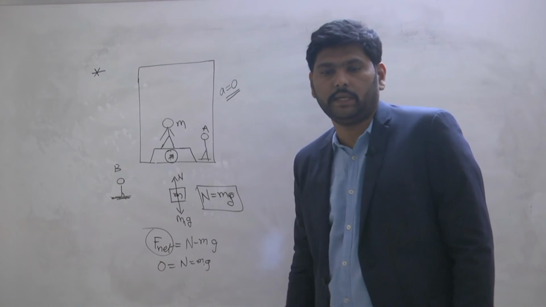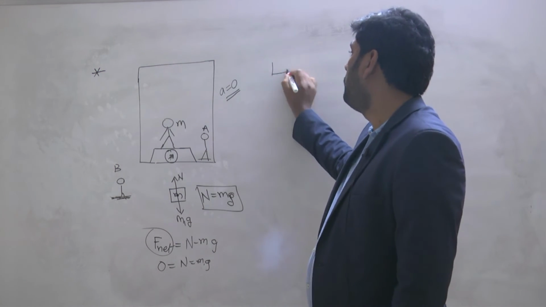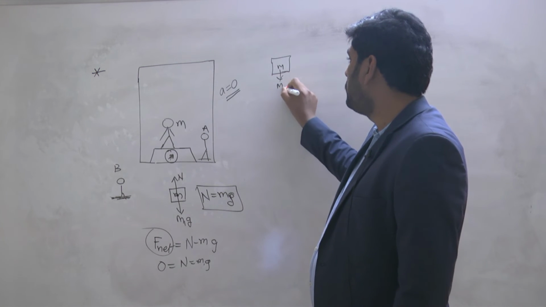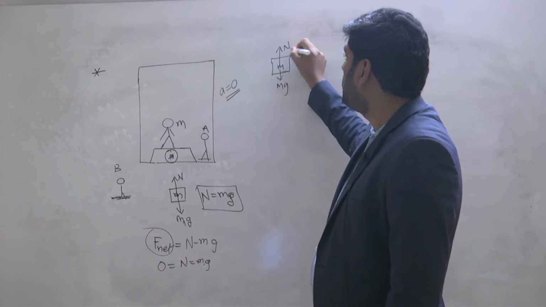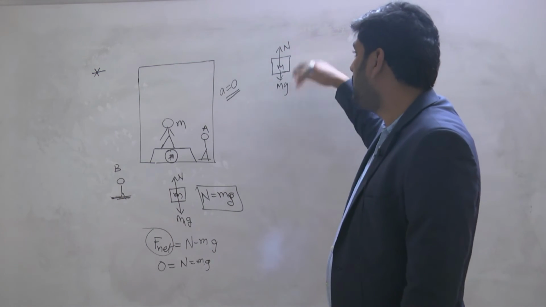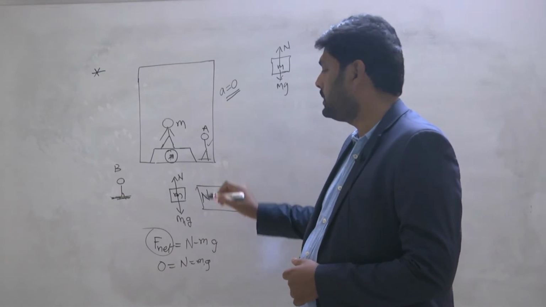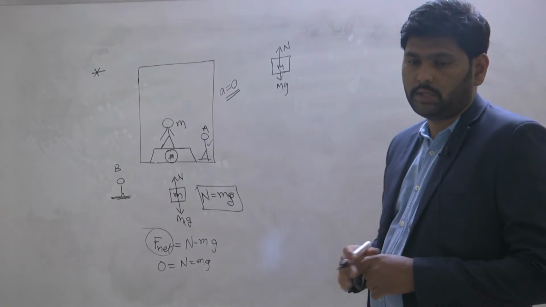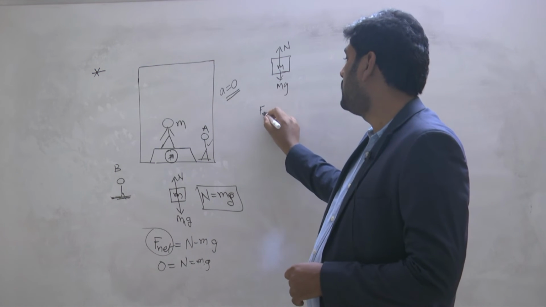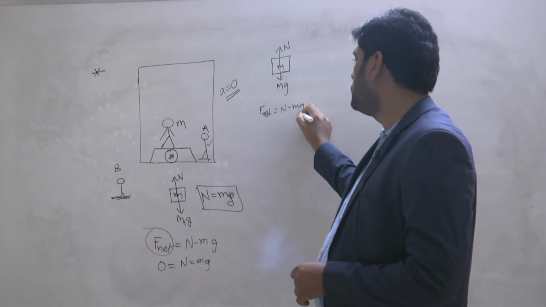With respect to person A, let's take the same situation. So this is a man again, with mass m. mg will act in the downward direction. Normal reaction acts in the upward direction. N and mg are acting in opposite directions. There is no other force. Even when you are observing from person A, only two forces are acting, N and mg. Again you can take F net is equal to N minus mg.